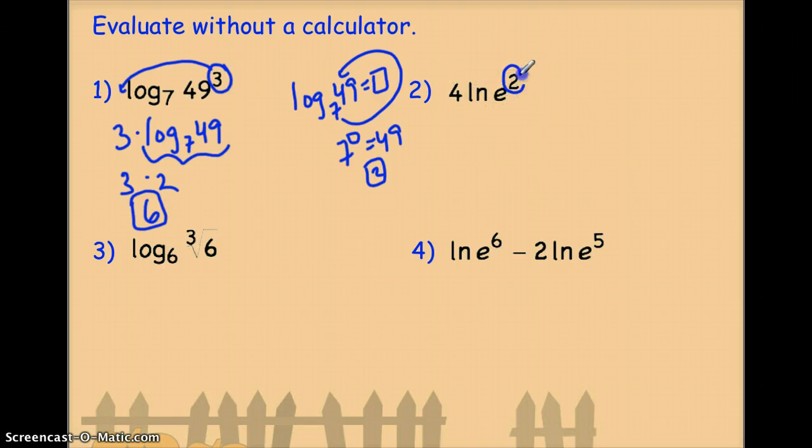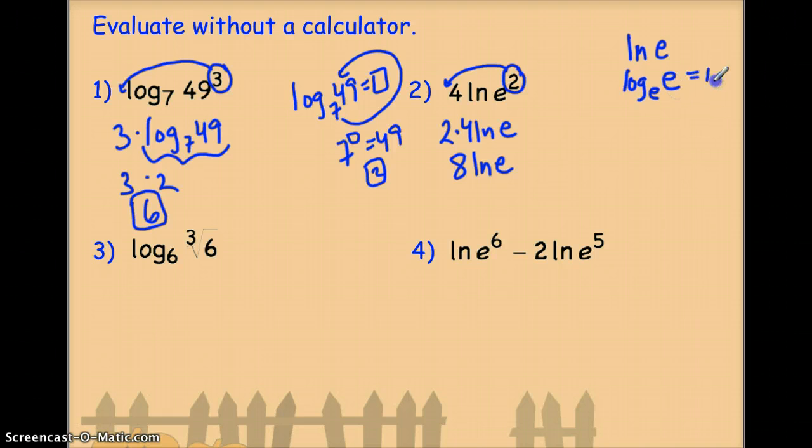I can bring the 2 down in front, and I would have a 2 times 4 natural log of e, or I could say 8 times natural log of e. Well, if you know your other properties, you'd be able to tell what natural log of e is pretty easily. But let's say you don't have those ones memorized. You can write this as log base e of e. E to what power equals e? That's a 1. So natural log of e is 1. So we've got 8 times 1, and we get an 8.